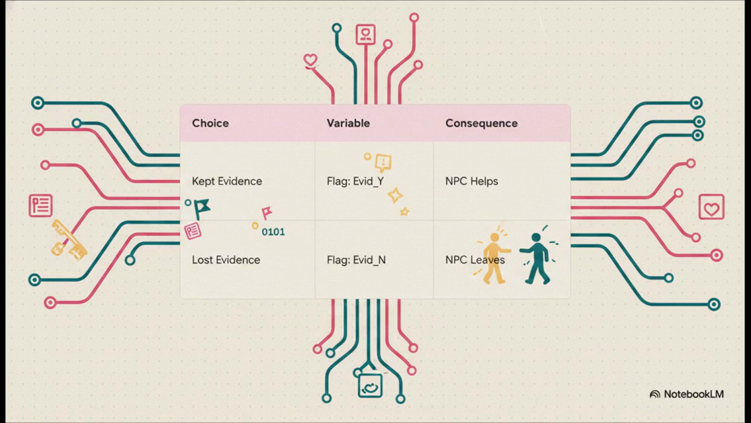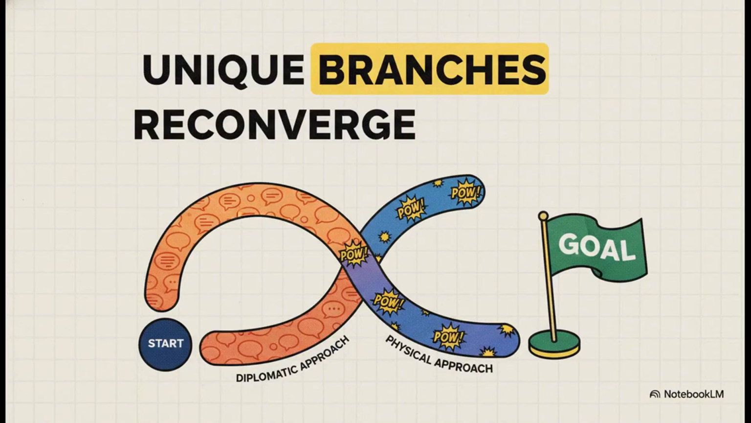Let's say the player chooses to keep a piece of key evidence. Behind the scenes, you track a variable, like a flag in the code, marking that choice. The future consequence? Maybe an NPC trusts them and helps out in the grand finale. By tracking variables, flags, and relationship scores, the story recalls past actions, making the player feel truly seen by the game.